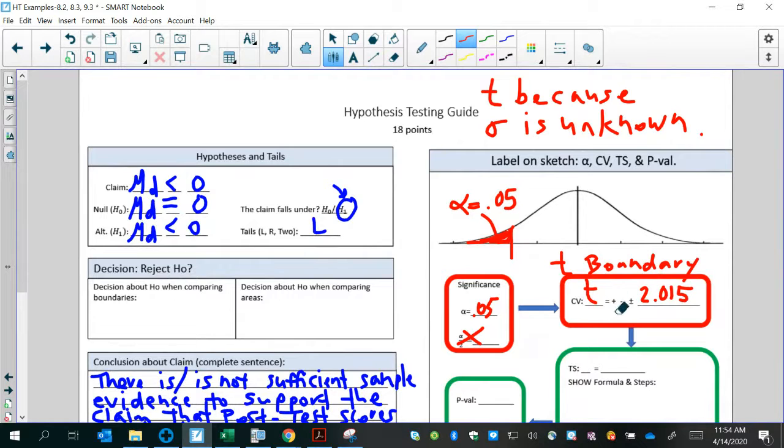Also, we want to make a note of whether it's a positive critical value, a negative critical value, or both. So if it was two-tailed, we would select plus and minus. But here it's a left-tailed test, so we know that this is actually negative 2.015.